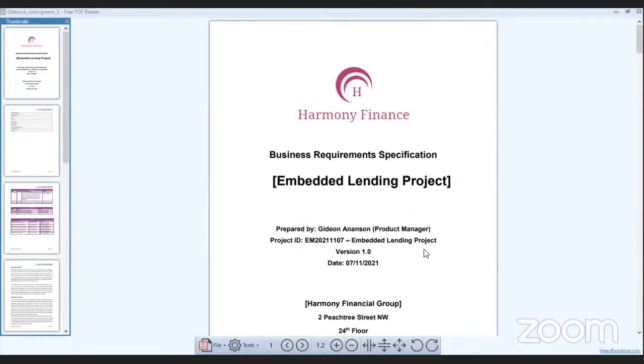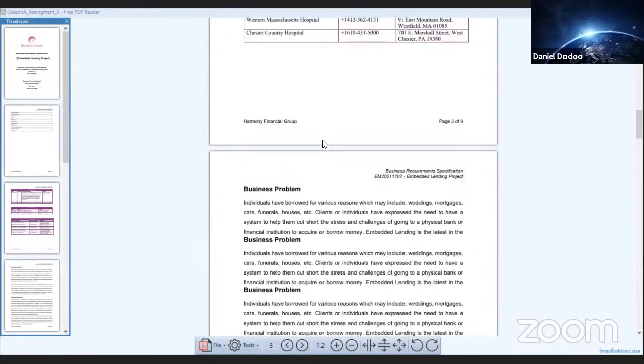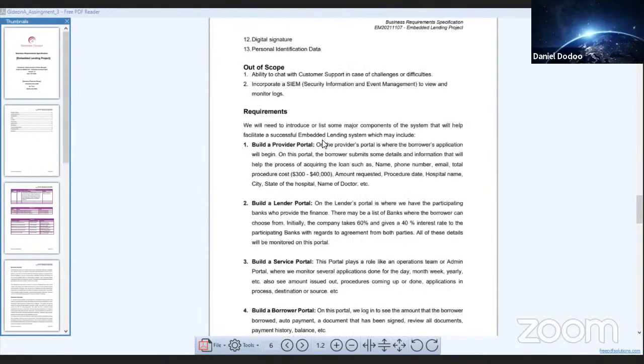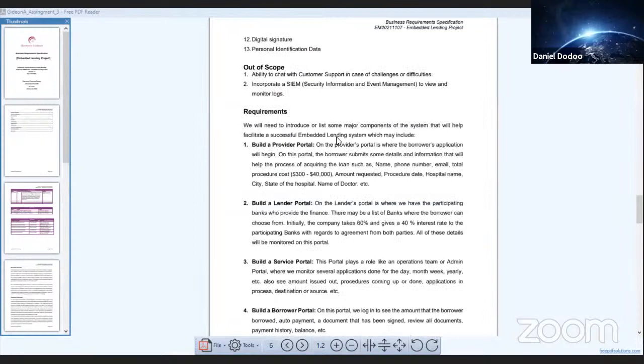All right. So, questions, guys, if you have any question. Yes, Gideon. My first question has to be on the administrators portal. You captured something in the out of scope. I didn't understand why it should be under out of scope.